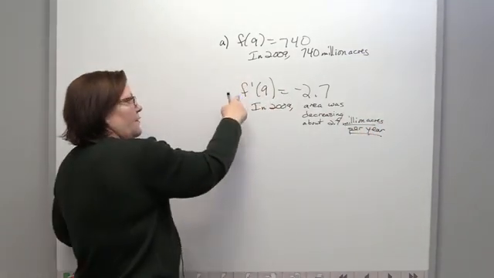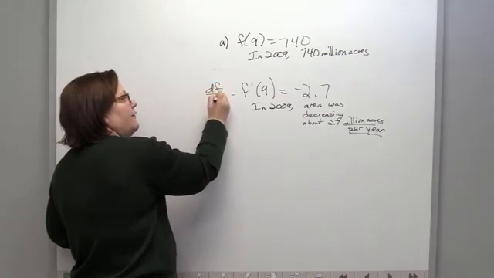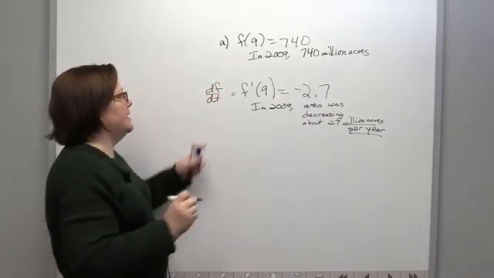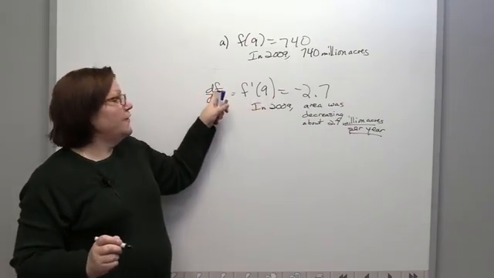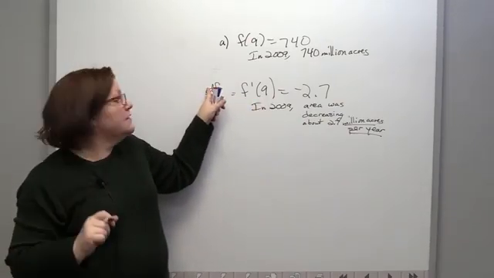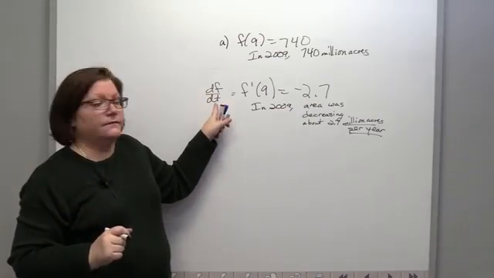Another way of looking at this was df/dt, so the units on the derivative are the units of f, which is millions of acres, per unit of t, which was year.